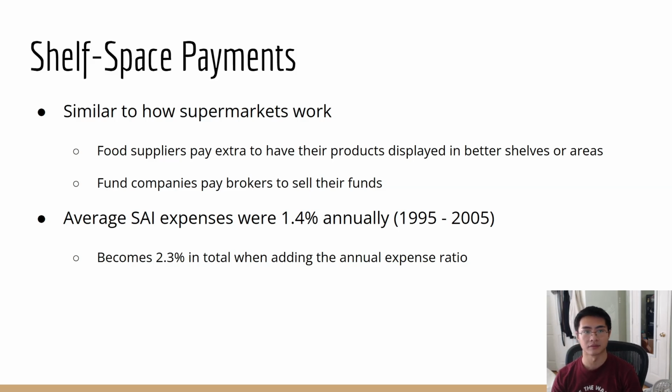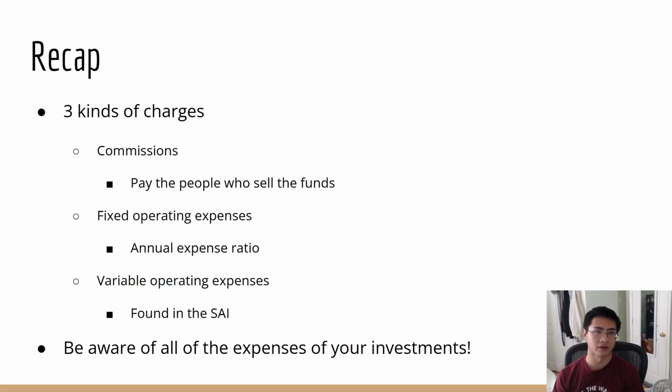Recapping everything that we learned, there are three kinds of charges: commissions, which are what you pay the people who sell the funds; the fixed operating expenses, which are seen under the annual expense ratio; and the variable operating expenses, which can be found in the SAI. The takeaway here is that you should be aware of the expenses of your investments, because apparently 65% of investors don't even know that their funds do have expenses.